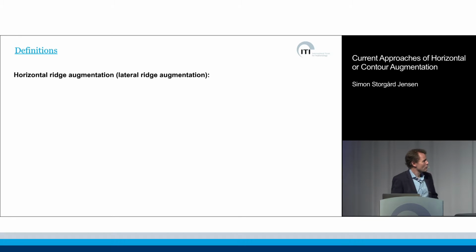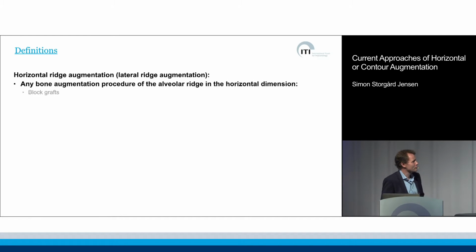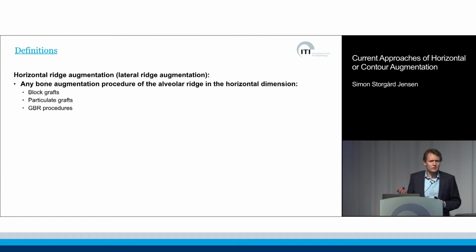So as mentioned, the horizontal ridge augmentation is defined by any kind of bone augmentation of the alveolar ridge in the horizontal dimension. Usually when we talk about it, we talk about the staged procedures, where we first do the augmentation and later on we'll come back in and do the implant placement. It may be performed through block grafts, using particulate materials, using combinations, and in combination with membranes with the GBR procedures.